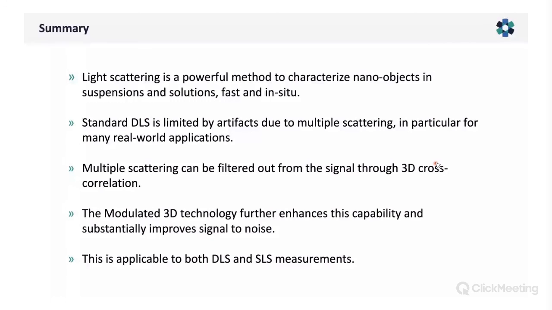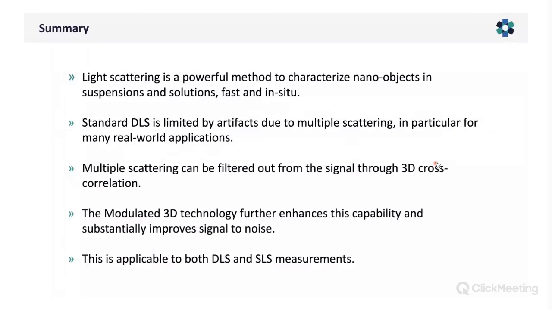Okay, I would like to summarize. I think I'm good in time. What I wanted to convey to you is that light scattering is a really powerful method to characterize systems like particle suspensions, protein and polymer solutions that many of you are interested to study. It's often limited by multiple scattering, in particular if you have real-world systems that you cannot design to be optimal for the experiment, but that you have to take as they are.